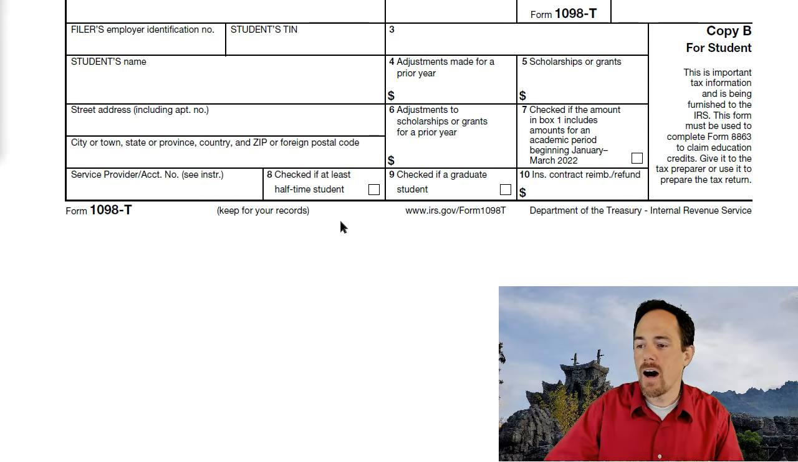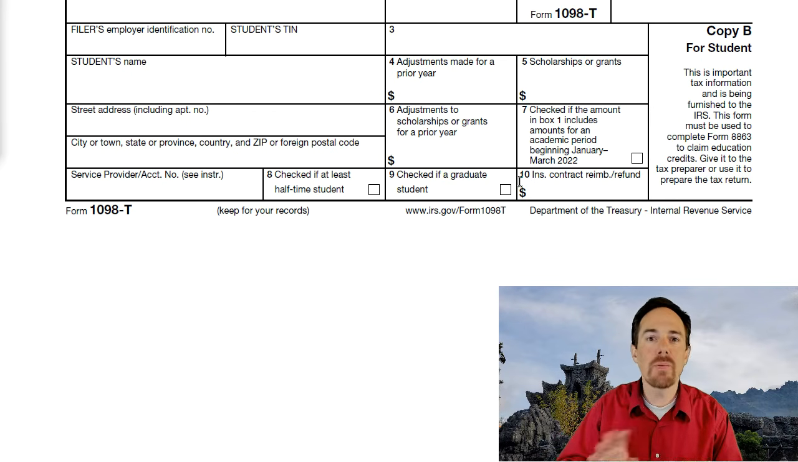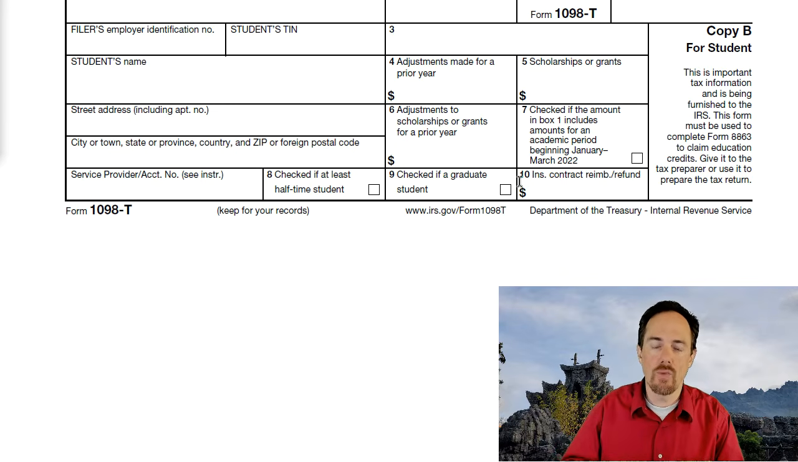Moving on, there's an important box here that is checked if you're a half-time student at least. That means that you took usually at least 2 classes at one time at your college or university. And there's another box that is checked if you're a graduate student. So you've already completed your first 4-year degree or certificate, and now you're a graduate student.